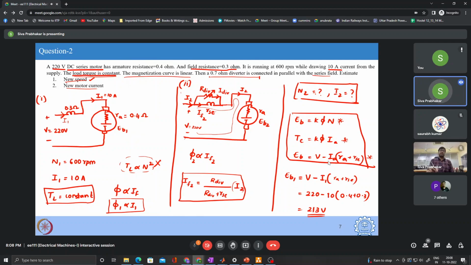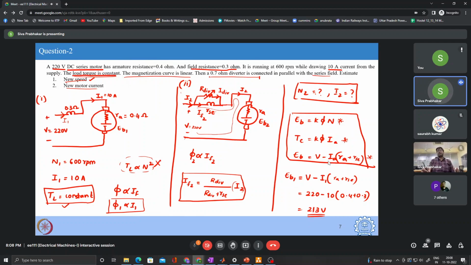And it is given that the load torque is a constant. So this is one important consideration. And the magnetizing curve is linear. So you can assume the flux to be proportional to the current which is flowing through it. So flux is proportional to I1.